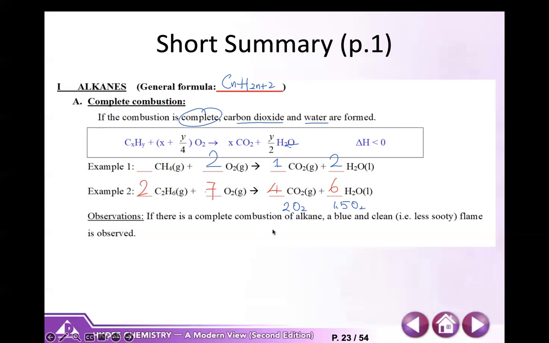If it is a complete combustion of alkanes, then a blue and clean flame with less soot is observed. That means the reverse: if it is incomplete, a yellow and sooty flame is observed. That is the combustion.